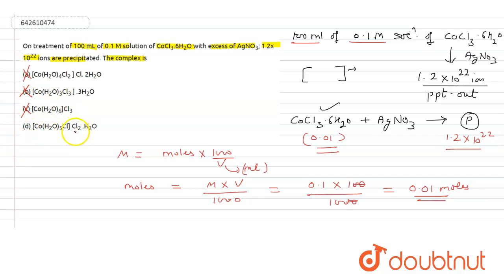Here you can see that two chlorines are present outside the coordination pair. These brackets are known as the coordination pair. These two chlorines are outside the coordination pair and one chlorine is inside it. So this will be the correct answer. The complex is Co(H2O)5Cl, with two chlorines outside the coordination pair. In this way, our correct answer will be D. Hope this answered your question. Thank you.